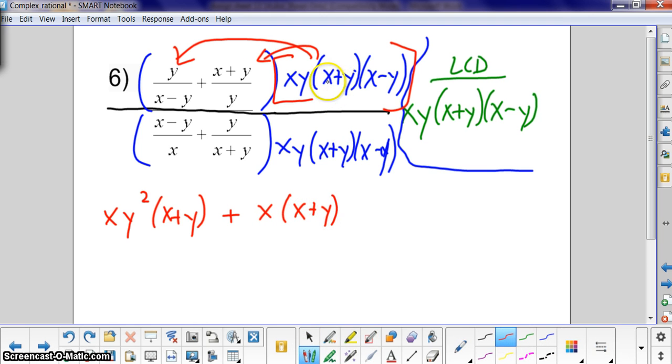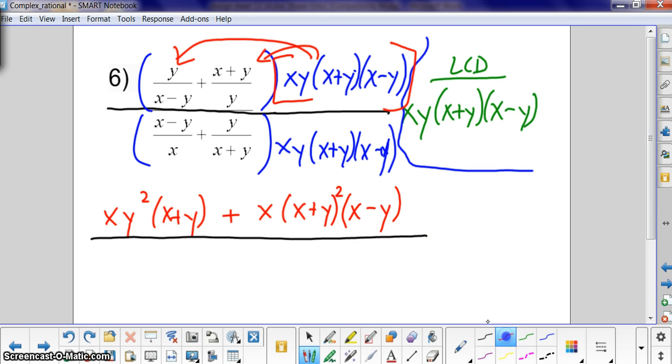so I have the x plus y here, I have the x plus y here, so that means I have to square it, and I still have the x minus y. And now on the bottom, I can do the same thing. I'm going to multiply this into here. The only thing that's going to reduce is the x. So I'm going to be left with y times the x plus y from right there, and then x minus y and x minus y. That's going to be x minus y squared.